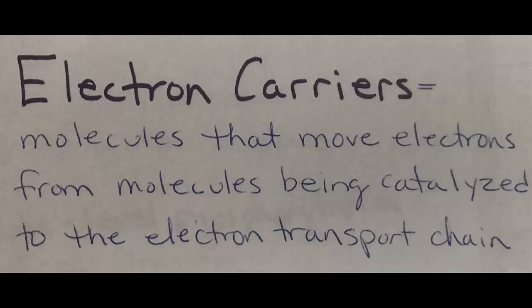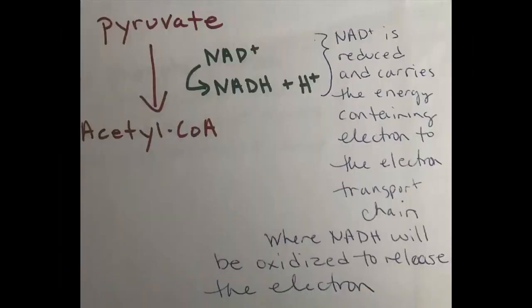Let's look at how redox reactions and electron-carrying molecules work. Here, when pyruvate is converted to acetyl-CoA, an electron-carrying molecule called NAD+ is reduced. In other words, it gained an electron and it became NADH. It'll carry that electron to the inner mitochondria membrane, where NADH will be oxidized or give up that electron so that the energy from the electron can be used to build an electrochemical gradient.